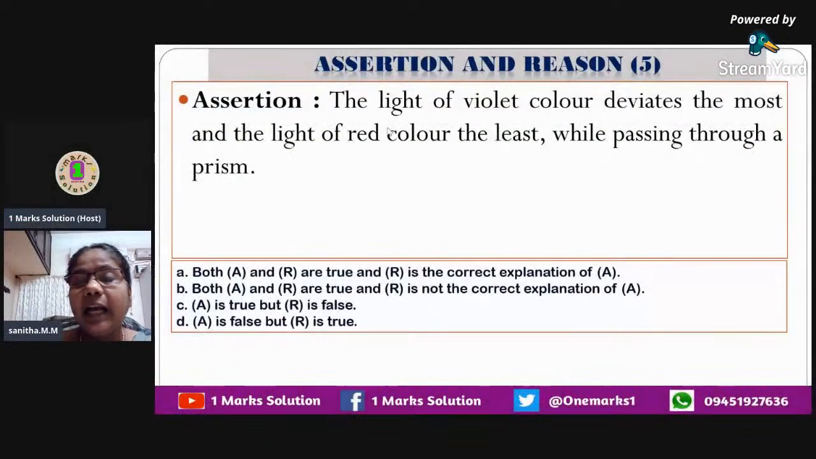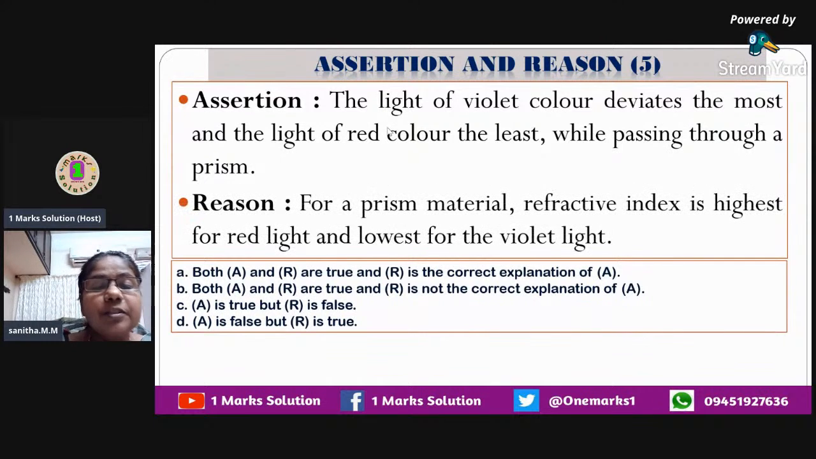Then why can we see the 7 colors? Because of the deviation. And the deviation depends on the wavelength also. That is why we can say violet color deviates the most and red color the least. Why? The deviation depends on the wavelength; the red has the largest wavelength, you know that, isn't it? So if the wavelength increases, the deviation will be least. So the assertion is absolutely correct. We will see the reason.